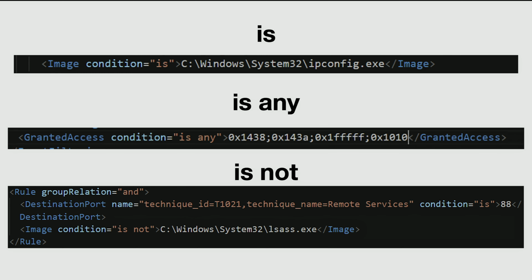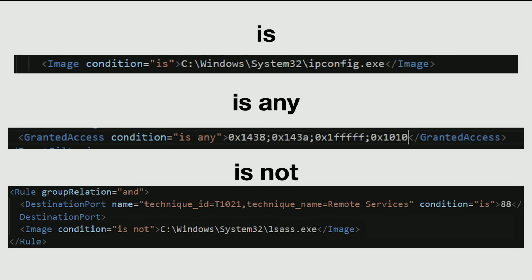Now let's take a look at the operators that we have available to us when we're writing our configuration file. So let's take a look at the operators that Sysmon makes available to us. We're going to start with is. Is going to be the equivalent of equals. So here we're going to have image condition is C:\Windows\System32\ipconfig.exe. So it's going to match that entire unique string. In this case, this would be for ipconfig.exe.